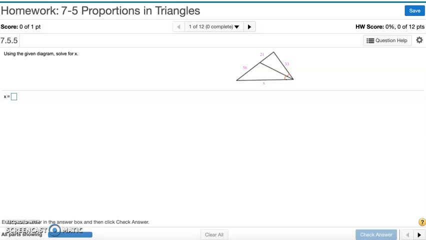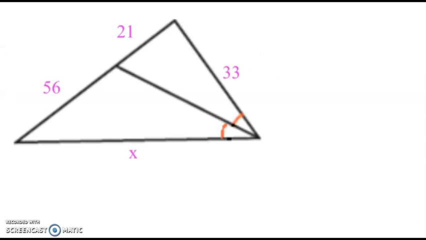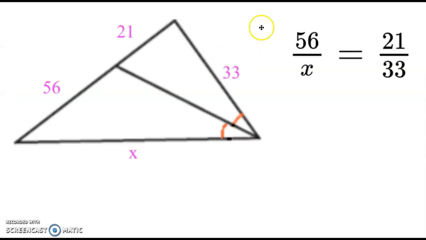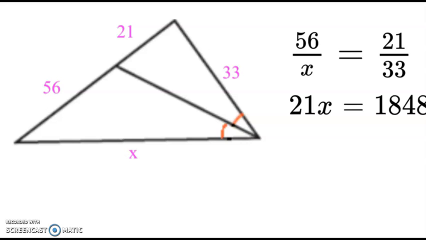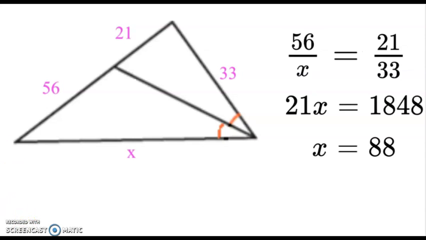7.5. Proportions in triangles. Number 1. Using the given diagram, solve for x. Setting up a proportion, we can write 56 over x equals 21 over 33. This could be written a couple different ways, but this is just one way that will give you a correct answer. Now we cross multiply. 21x equals 1,848. Then divide by 21. And you get x equals 88.